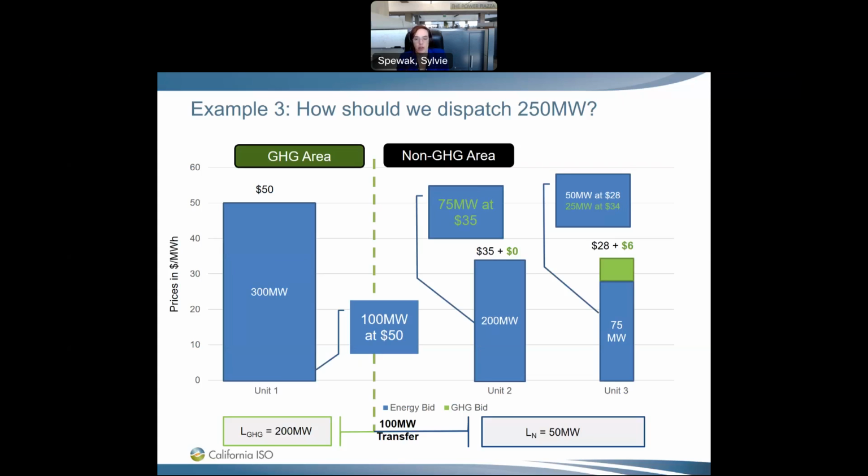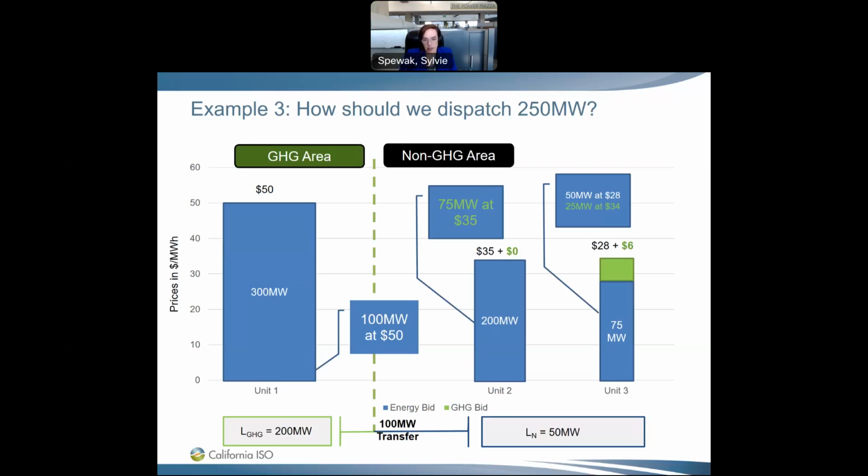So you can imagine we used all 75 megawatts from Unit 3 to serve the GHG area. But if we had done that, it would have cost us an extra $7 per megawatt hour to use Unit 2 to serve the non-GHG area. Whereas in this solution, it only costs an extra $1 to use Unit 2 instead of Unit 3 to serve the GHG area. So this combination of resources serving the GHG and the non-GHG areas is the way that we minimize the total cost of the system in this scenario.